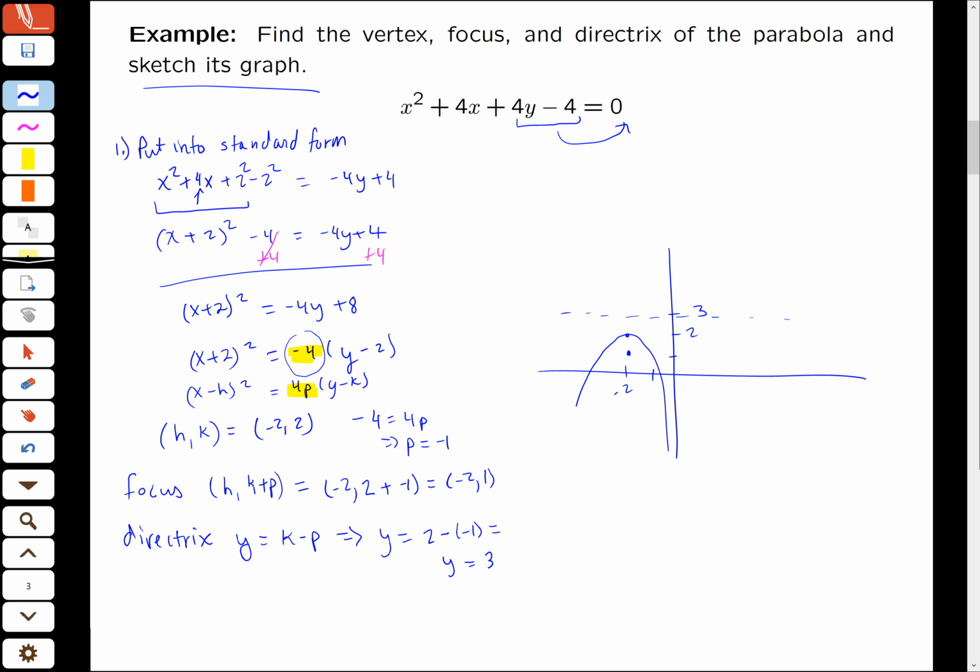I don't want you to be worried about where it intersects the x or y axis or anything like that. You just sketch the graph based off of the directrix, the vertex, and the focus. Give a representation of it. Any questions on that?